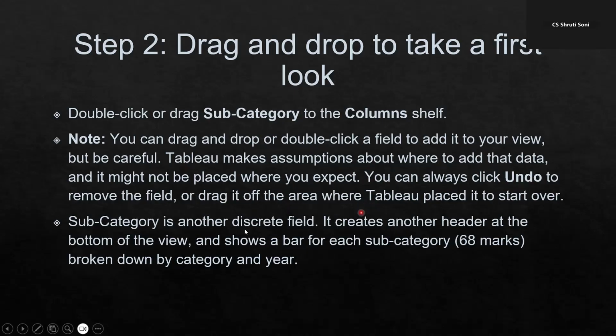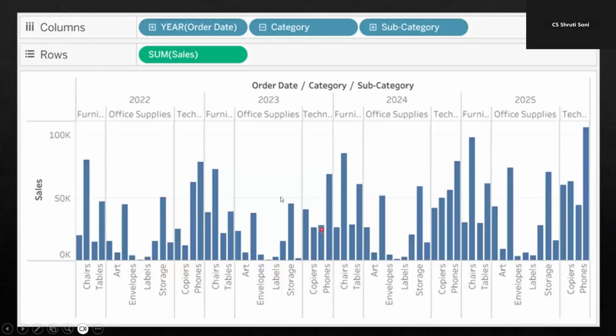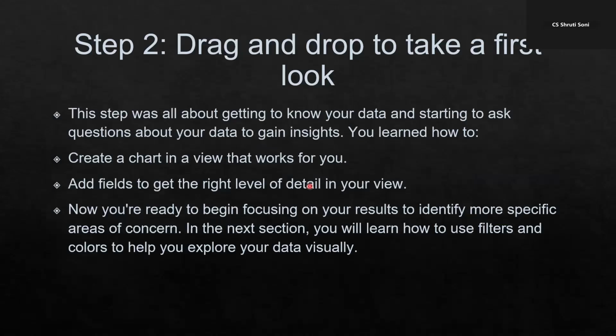So basically subcategory is another discrete field. It creates another header at the bottom of the view and shows a bar for each subcategory. Okay. So this is the kind of visual you'll create on your canvas, right? So this step was all about getting to know your data and starting to ask questions about your data to gain insight. So you basically learned how to create a chart in a view that works for you. Then you've understood how to add fields to get the right level of detail. And now you can make it beautiful.